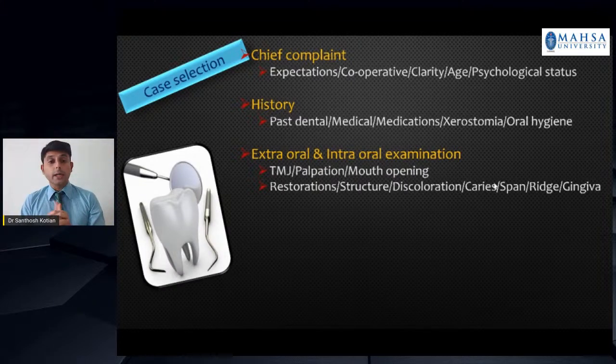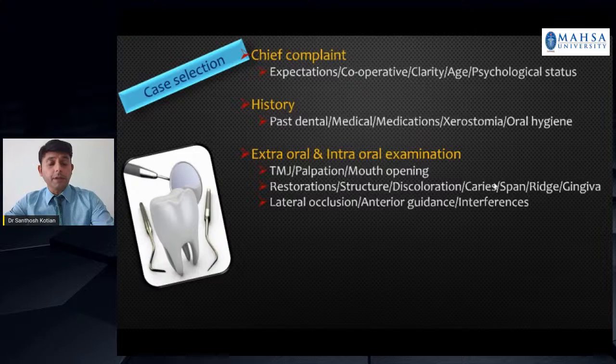And look at the ridge. If it's a bridge case, look at the form of the ridge. If the ridge is too resorbed and knife edged, you might have to do some ridge augmentation procedures. And of course, the gingival biotype: you see whether the gingiva is thin or thick, which will also be helpful for you to decide your gingival retraction procedures.